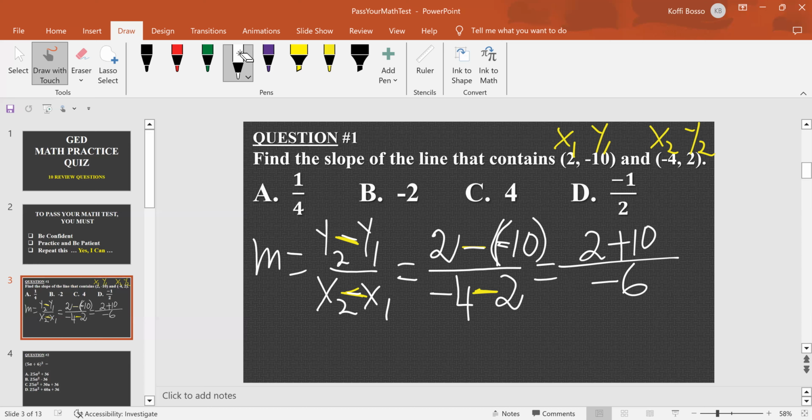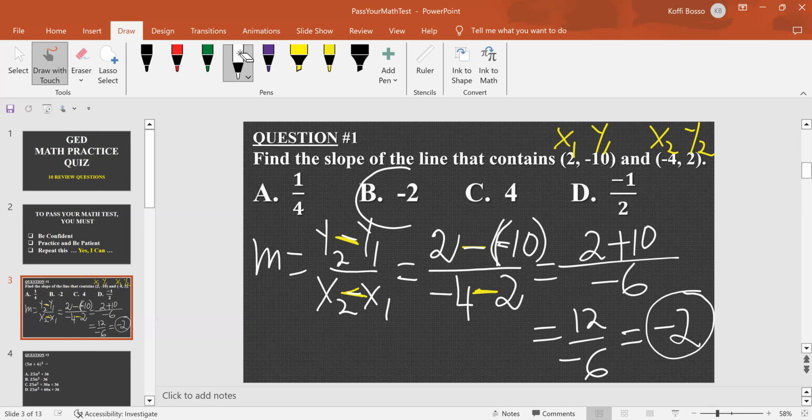That's the reason we have 2 plus 10 on top divided by -6. And the 2 plus 10 is 12 divided by -6. 12 divided by -6 is -2. Therefore, the answer for this first question is -2, which is B. Let's see the next question.